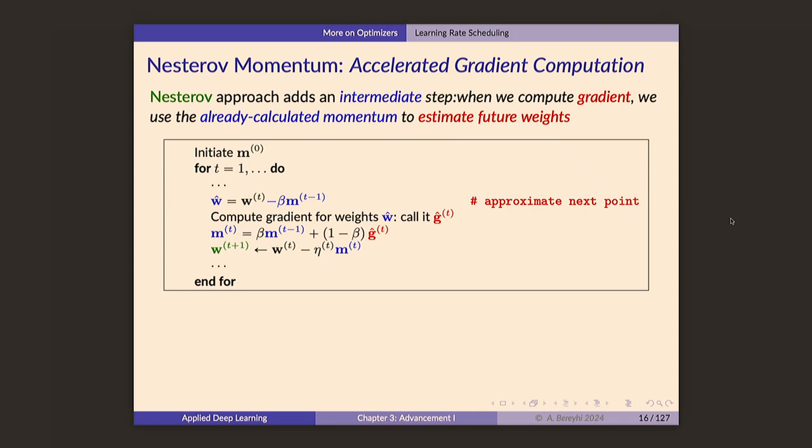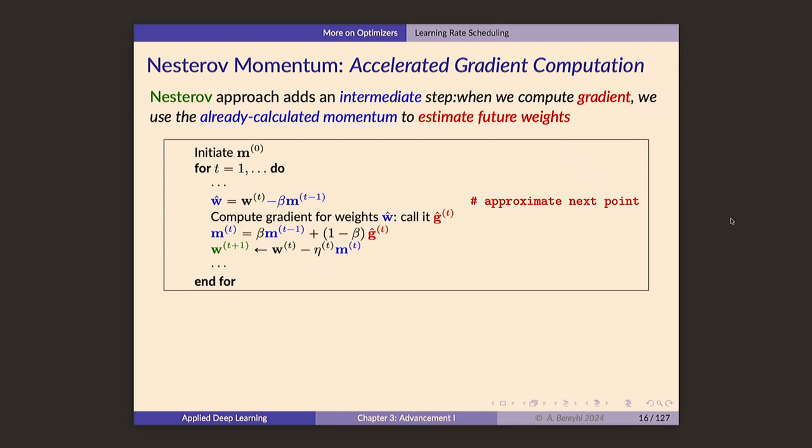So before you compute the gradient, you try to approximate the next point, and then you compute the gradient at that point. So when you compute the gradient, you are computing it at w hat, exactly, but you apply that gradient to w, yes, w t.